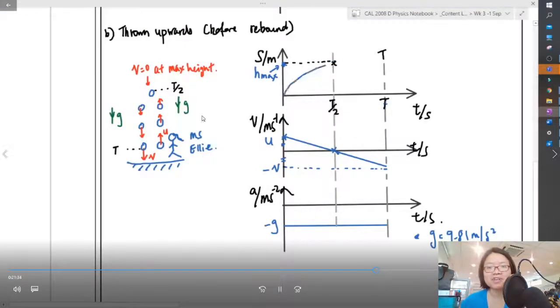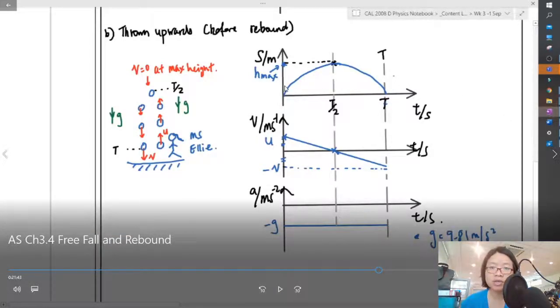Now if you want to sketch, this is actually a quadratic curve, as Miss Ellie mentioned just now. The quadratic curve, so the maximum height is here. But we can also check the gradient. If you look at the gradient, this gradient is a decreasing positive gradient. So your velocity here is decreasing positive v. This part here is an increasing negative gradient, so this part here will be increasing negative velocity. Hopefully that is clear.